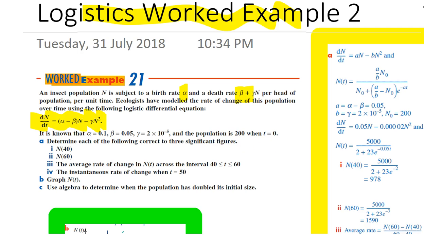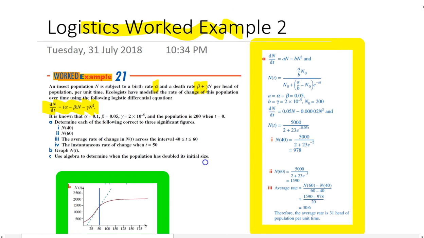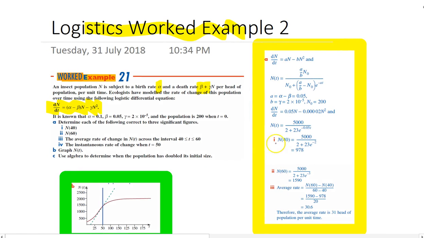So, a couple of things. Determine each of the following correct to three significant figures. So you want to know N40 and N60. Those are going to be really, really straightforward. So here's our function, it's straight out of the textbook, but we don't need much more than that.